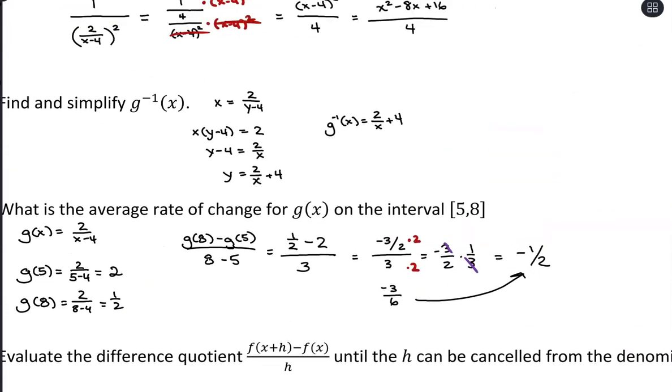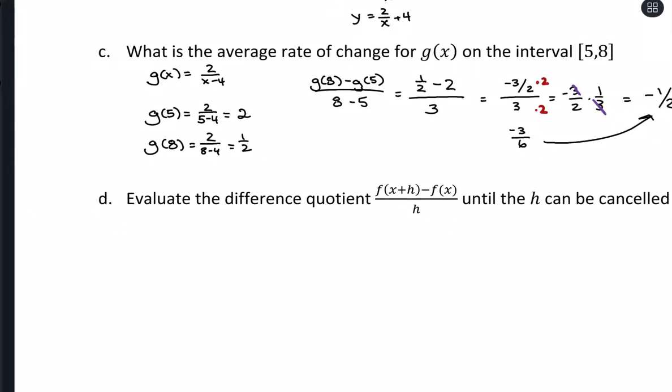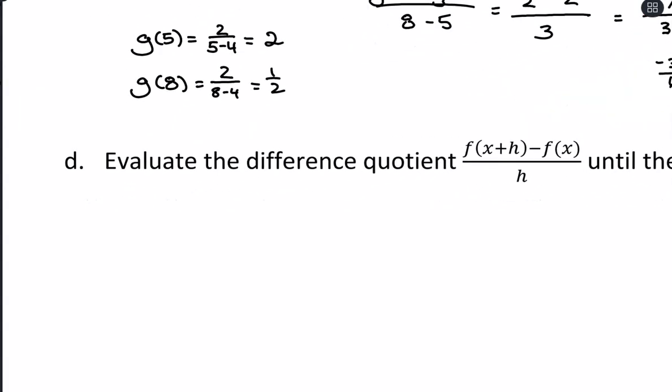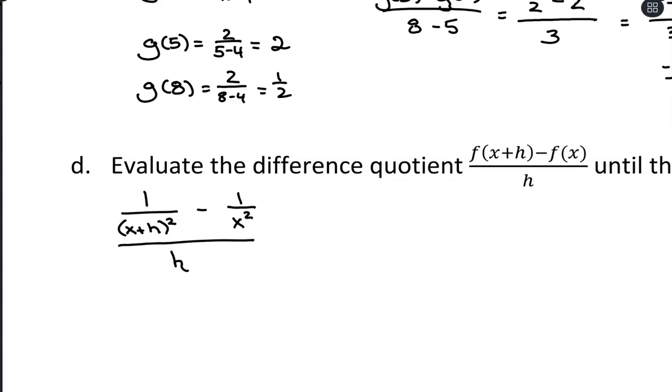Okay, last piece is going to be difference quotient with 1 over x squared. So we are going to have 1 over, but instead of x, we'll have x plus h, and we'll have that squared, minus 1 over x squared, all over h. And we want to simplify this until we can get the h to cancel out.